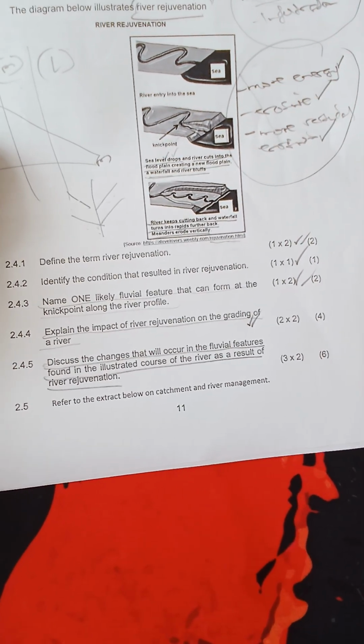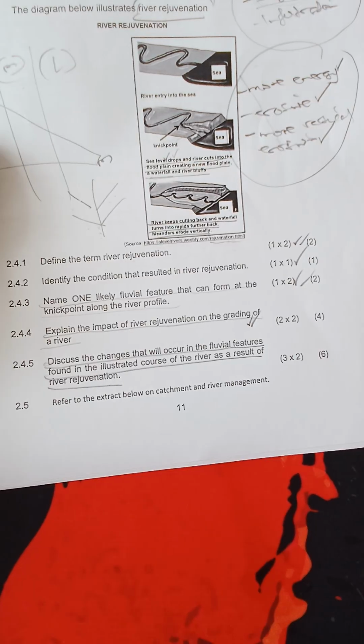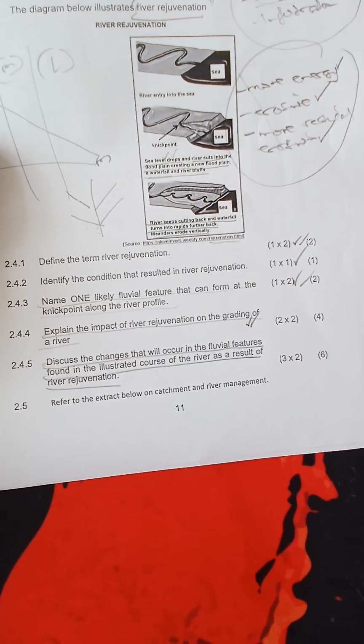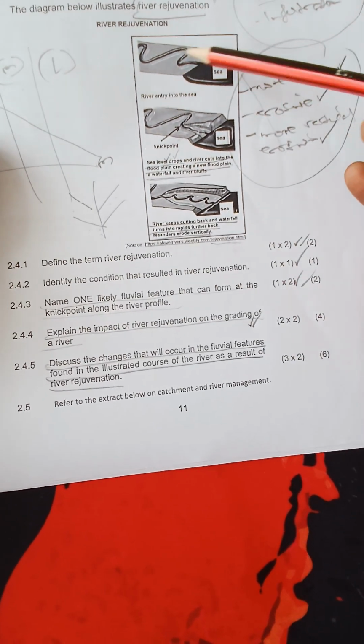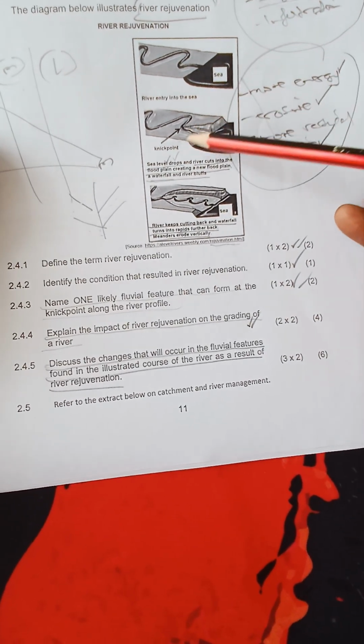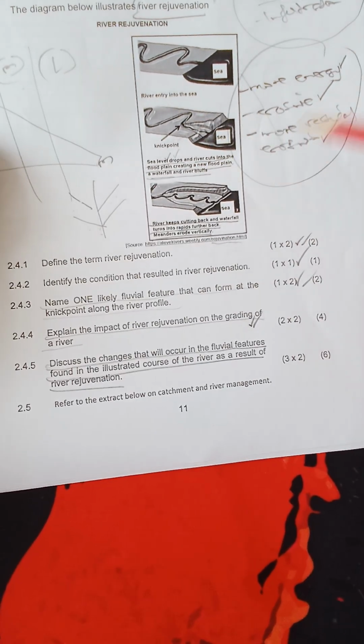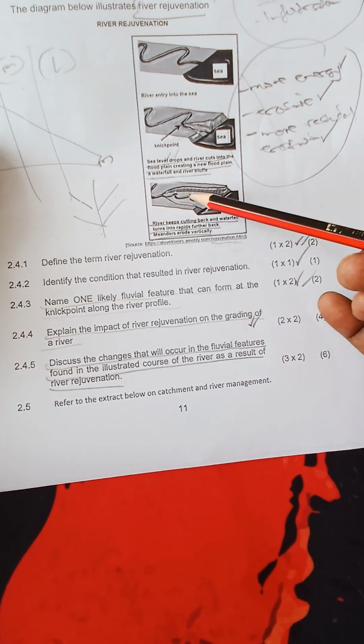Then the river can also cut into the floodplain, forming a new floodplain. Why? Because of the vertical erosion that is taking place. The river has become more erosive, so it's cutting into the floodplain. If you check here, this was the floodplain, but now it's cutting into the floodplain, which means it's taking part of the floodplain as it is retreating backwards. You can see what had happened here as well.